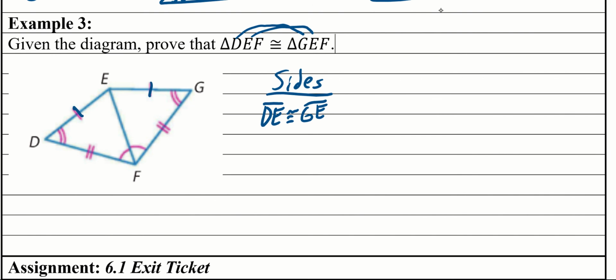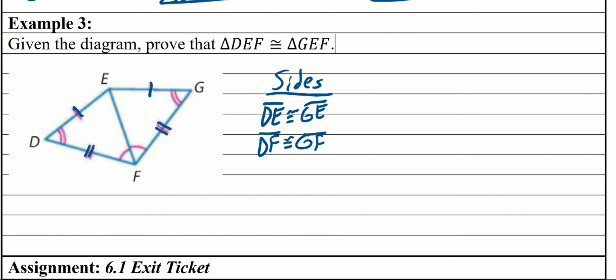Okay, what are other sides that I know? Well, I see two dash marks here and two dash marks here. So same idea. I also know DF is congruent to, and again, we need to make sure we order it correctly, that is GF. Okay, DF is congruent to GF. So I have two sets of sides, and to prove that these triangles are congruent, I have to show all the pieces.